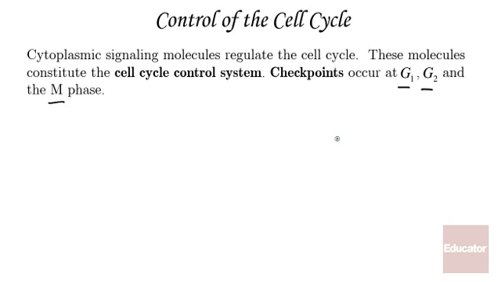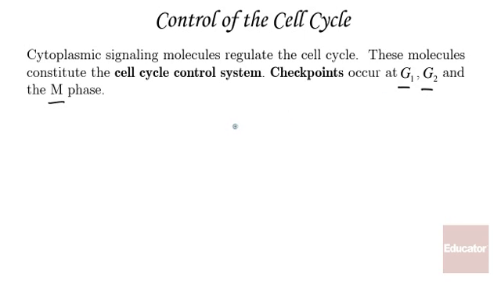You can think of this as like a stoplight. At these different checkpoints, the cell gets to the checkpoint and the light is red. It waits for a specific signal that is analogous to a green light. When it gets that signal, it goes to the next phase.